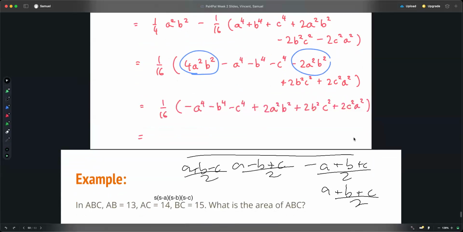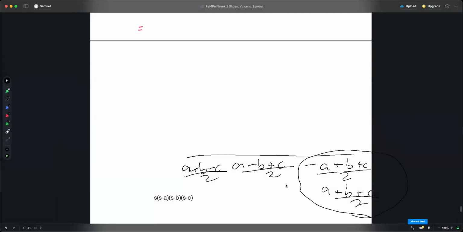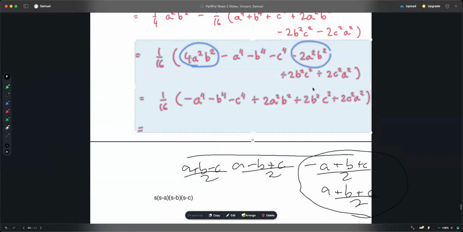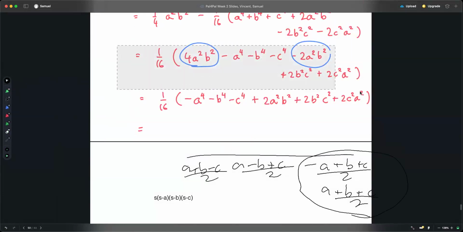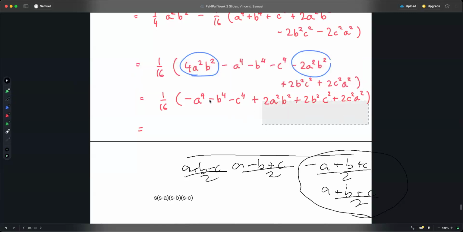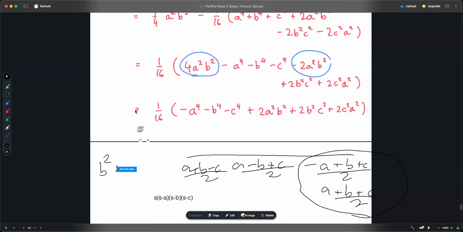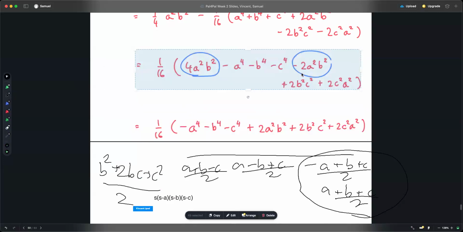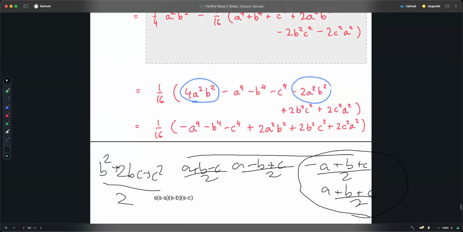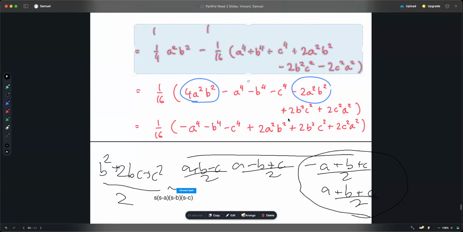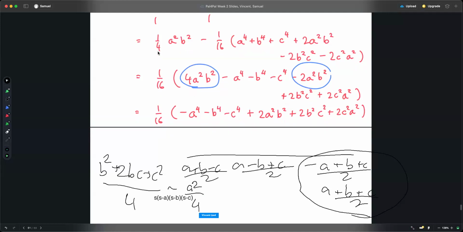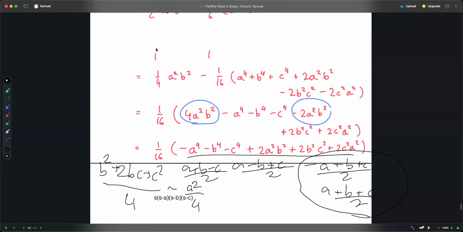So this part, if these two multiply together, these two multiplied together is equal to b plus c over 2 squared, which is b squared plus 2bc plus c squared over 4, minus, I hope I'm doing this correctly. Yeah, that seems correct.